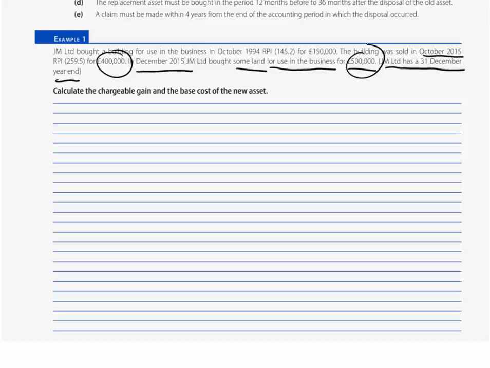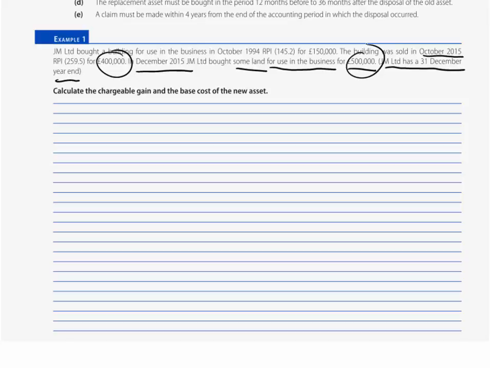Work out the indexation factor. We know the RPI now at point of disposal and what it was when acquired. Work out your 3 decimal place indexation factor. Apply to your allowable cost of £150,000 and establish therefore the chargeable gain. You then know that all of that chargeable gain may be deferred in a rollover relief claim.